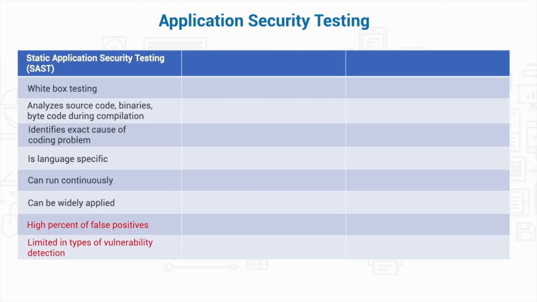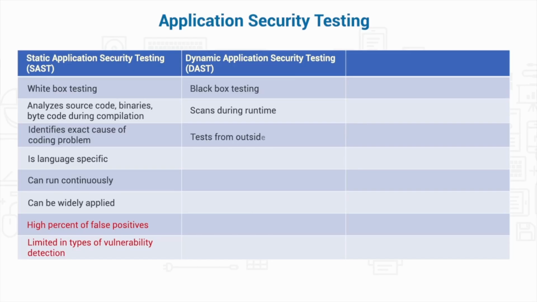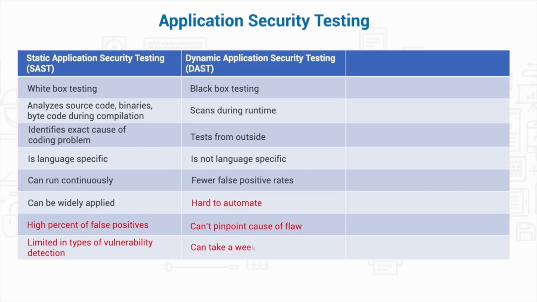they can detect. Dynamic application security testing, or DAST, is also known as black box testing. DAST scans a deployed application once it enters runtime. The results are based on how the application responds to a series of tests from the outside. These tests aren't language specific and have a lower rate of false positives. The downsides to DASTs are that they're hard to automate, can't pinpoint the exact cause of a flaw, and can take up to a week to complete.